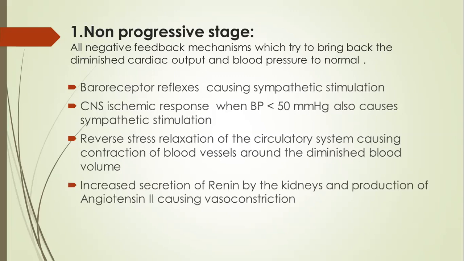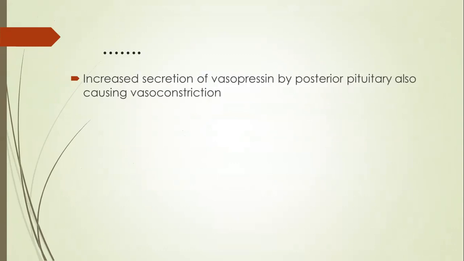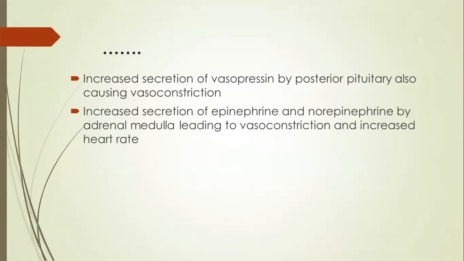Then comes the role of the kidneys. The kidneys will secrete renin, which will produce angiotensin II, and that further increases the vasoconstriction. The posterior pituitary also increases the secretion of vasopressin, leading to more vasoconstriction. Epinephrine and norepinephrine from the adrenal medulla will again be released to cause vasoconstriction. They also will increase the heart rate. So, in a patient in shock, you always get tachycardia. So, these are the things which you have to notice. These are the protective mechanisms.